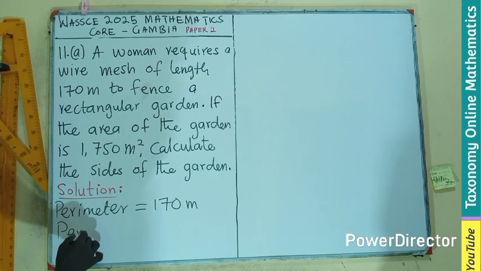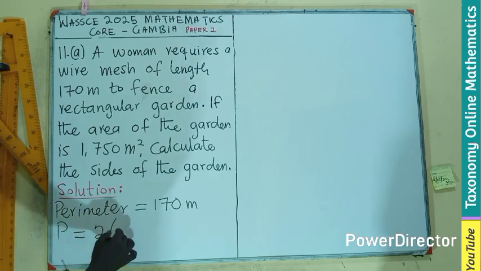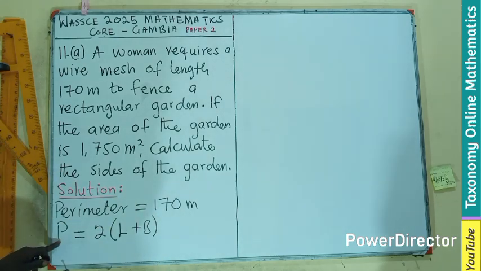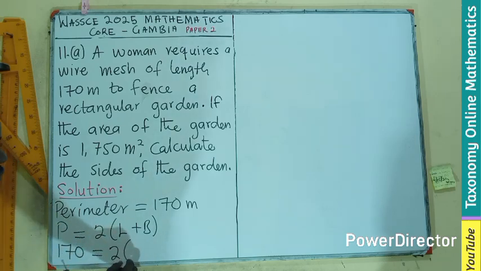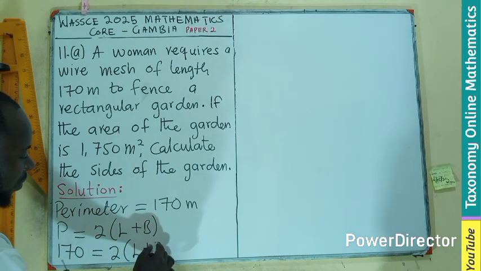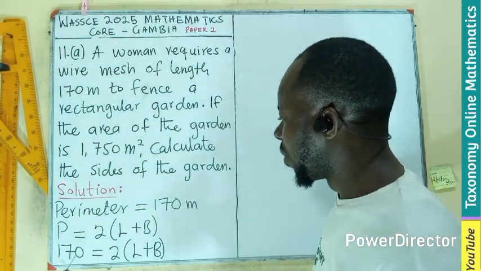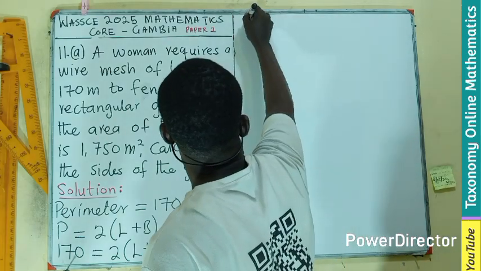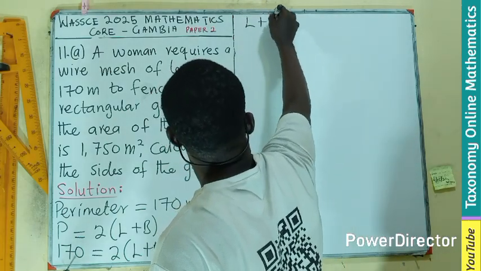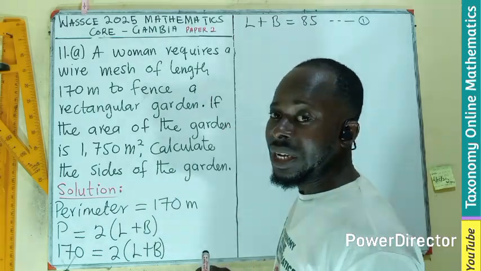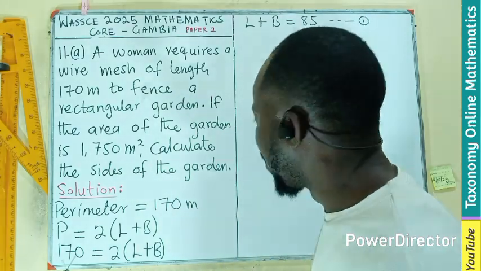So let me just use P for the perimeter, which is 2 times the length plus the breadth. So if P is 170, then 170 equals 2 into bracket L plus B, where we can divide by 2 to get 85. So that means I have L plus B equals 85 as a first equation. I cannot do much calculation there.